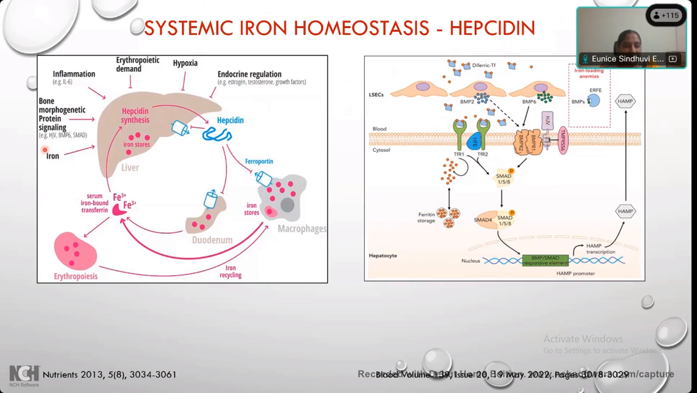This figure shows the various scenarios where hepcidin can be induced or inhibited. As we know, iron stores increase hepcidin synthesis, BMP signaling, and infections or inflammation can also increase hepcidin synthesis. Whereas erythropoietic demand, hypoxia and endocrine regulation, which all require increased iron, inhibit hepcidin synthesis. And hepcidin mainly acts via ferroportin, which is the only known exporter of iron. So hepcidin binds to ferroportin and internalizes ferroportin, thereby inhibiting iron egress from the cell.